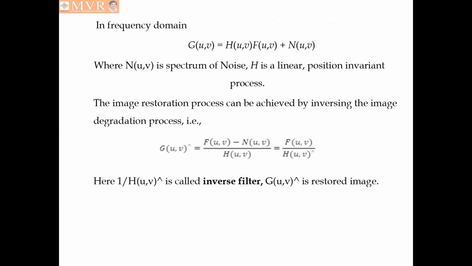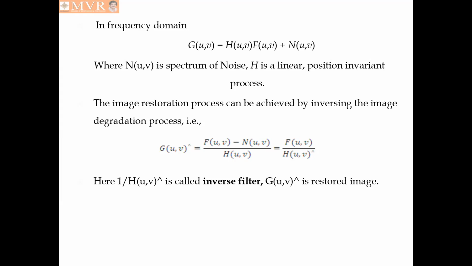In frequency domain, we know that the degraded image is G(u,v), which is equal to H(u,v) times F(u,v) plus N(u,v), where N(u,v) is the spectrum of noise, and H is a linear position invariant process. The image restoration process can be achieved by inversing the image degradation process.